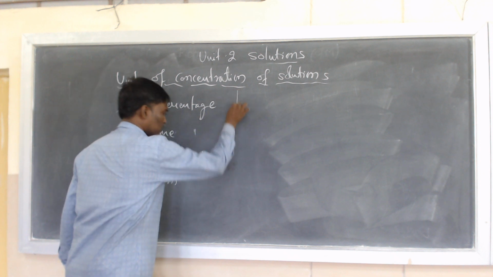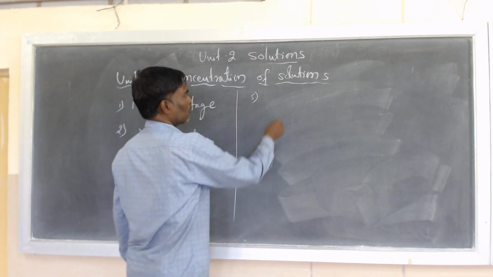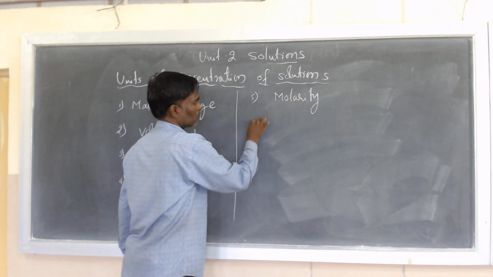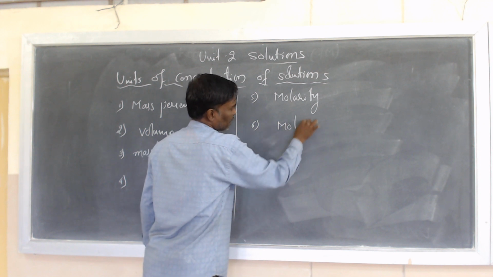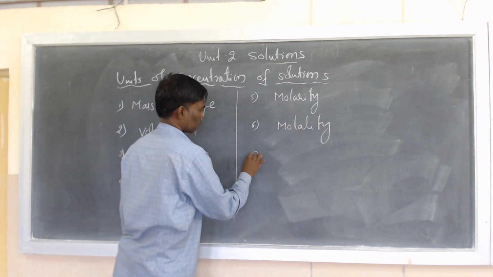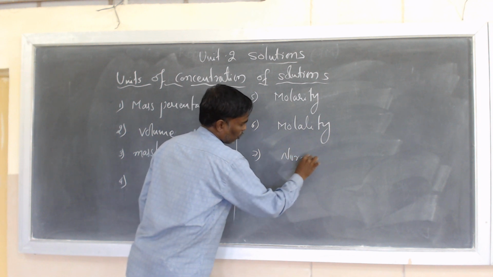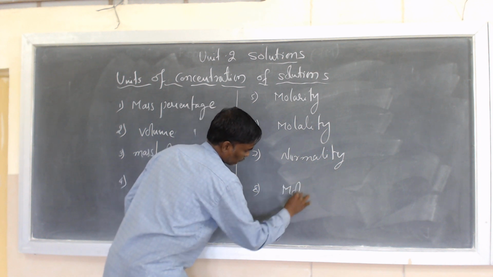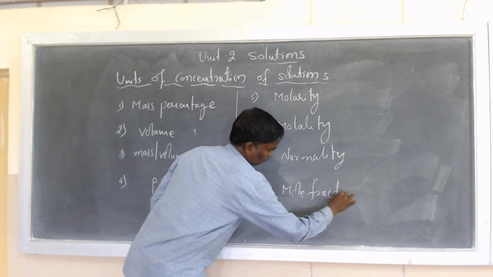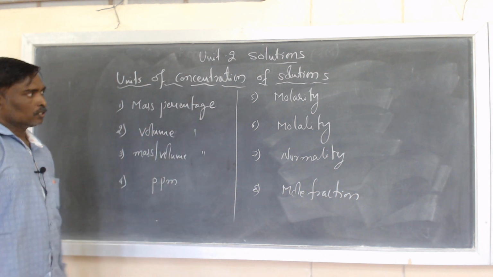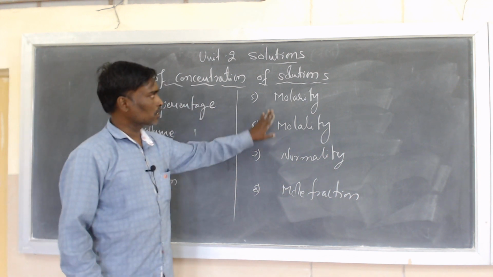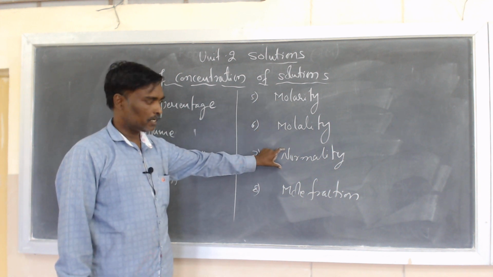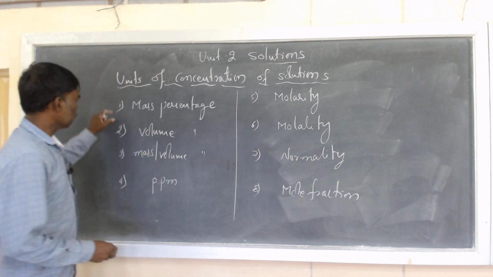And next is molarity, molality, normality, and mole fraction. So these are the other four units in which the concentration of a solution is measured: molarity, molality, normality, and mole fraction. So these are the basic ones.